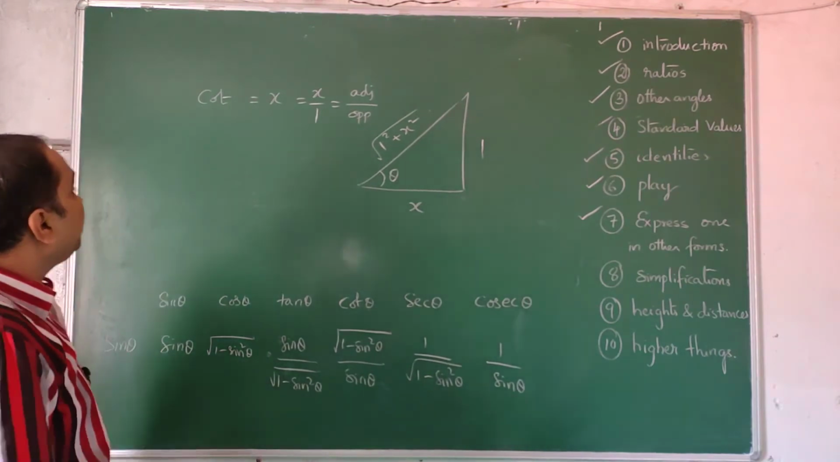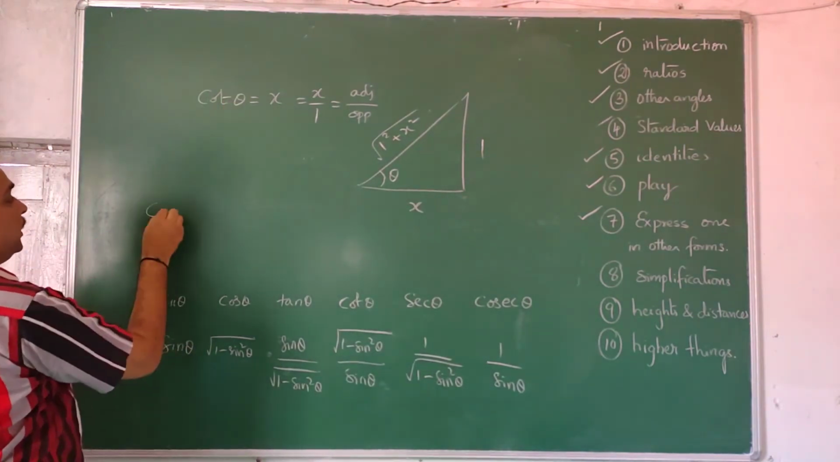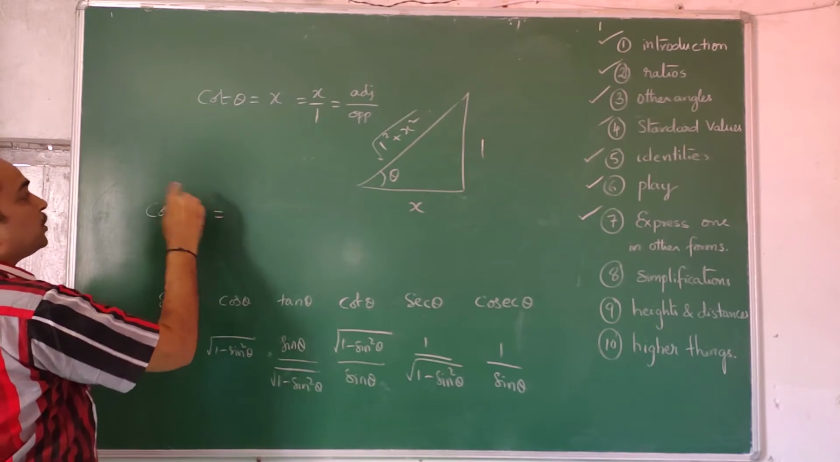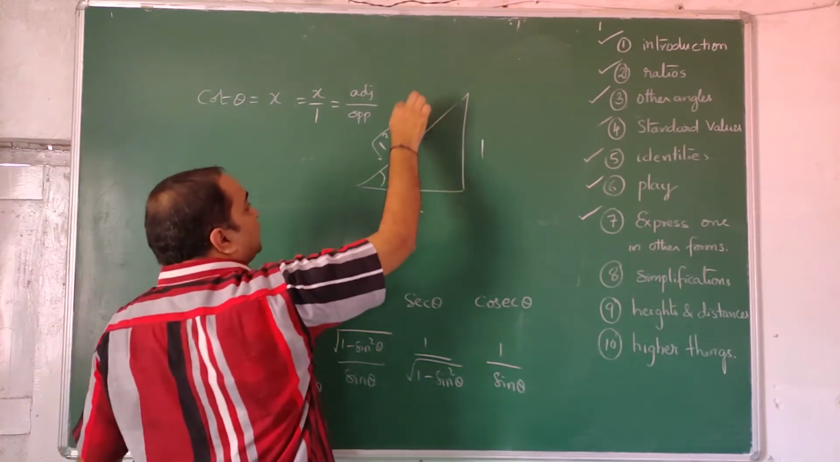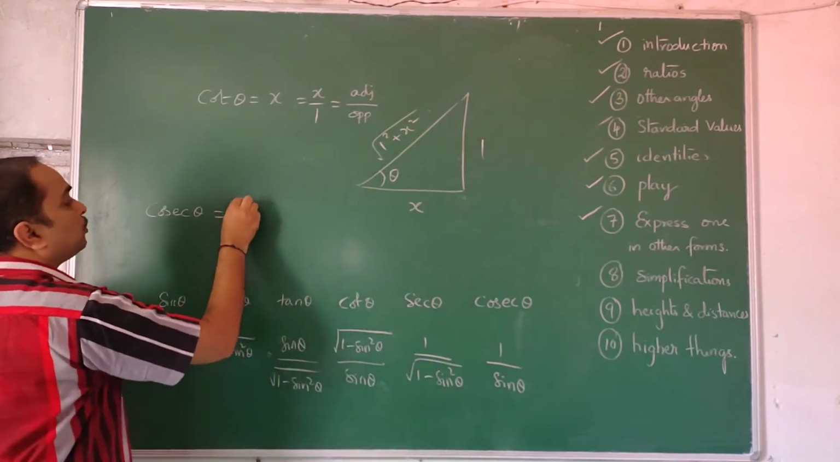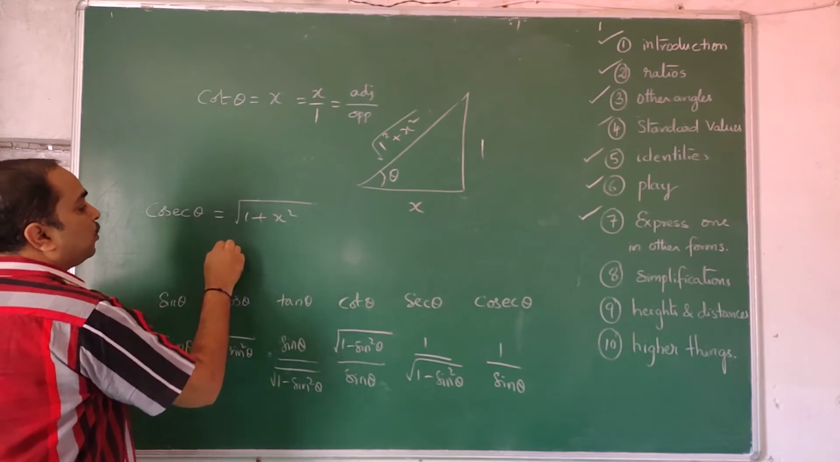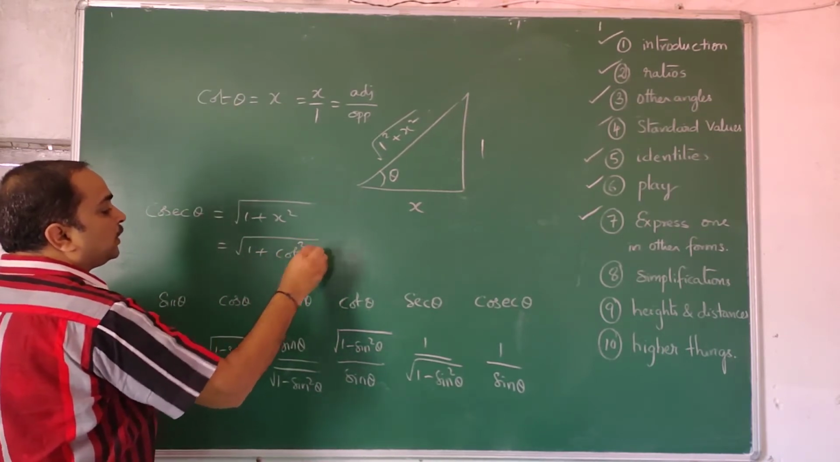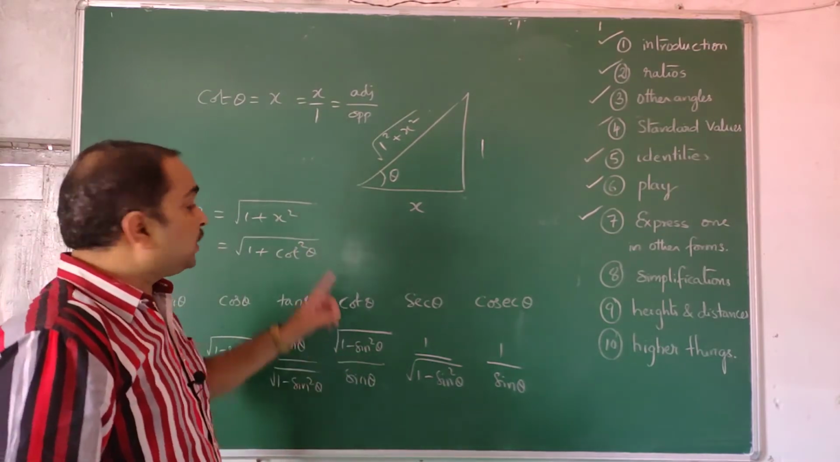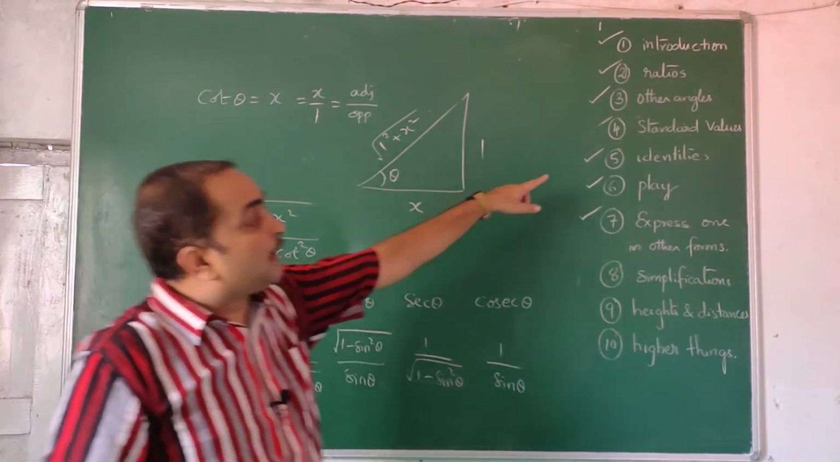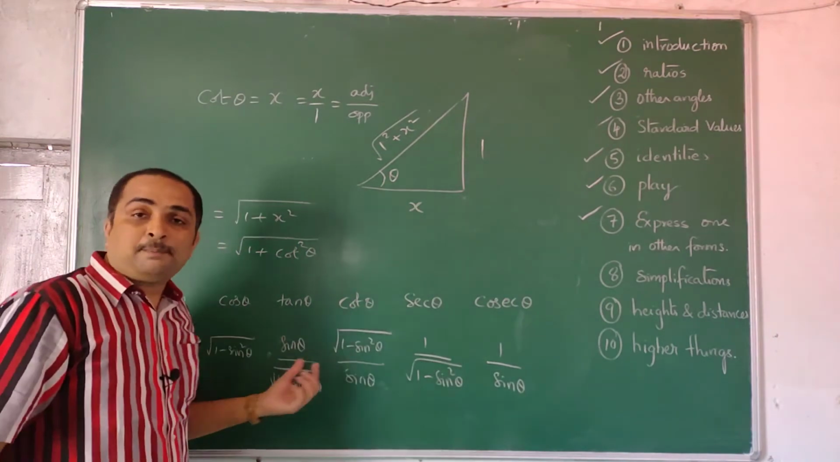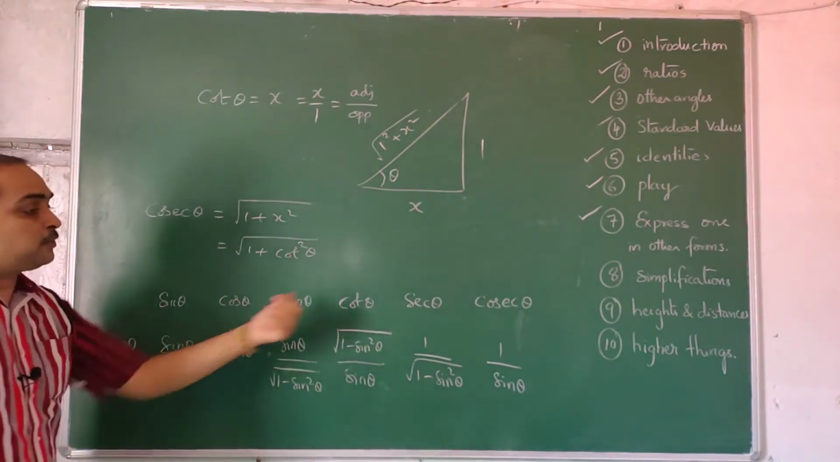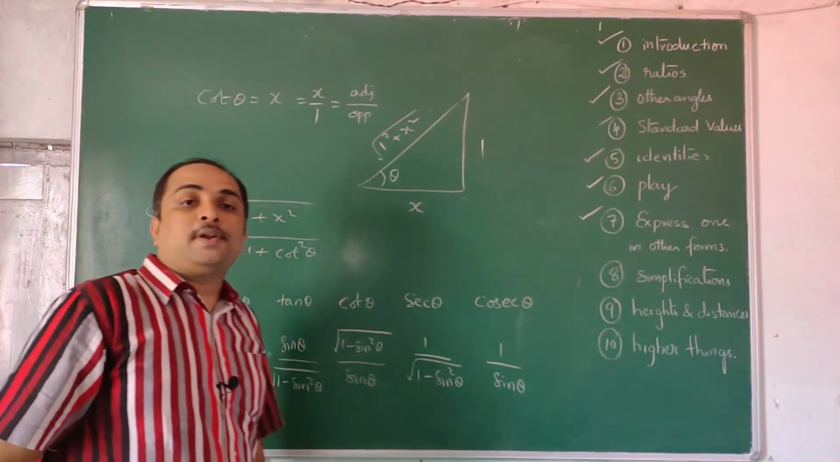Now you want to write cosec theta in terms of cot theta. Cosec: this by this is sine, this by this is cosec. Under root of 1 plus x square. What is x square? Cot square theta. So we got the identity: 1 plus cot square theta is equal to cosec square theta. I derived that in identities. We got it. So one particular trigonometric ratio can be expressed in all types of trigonometric ratios.